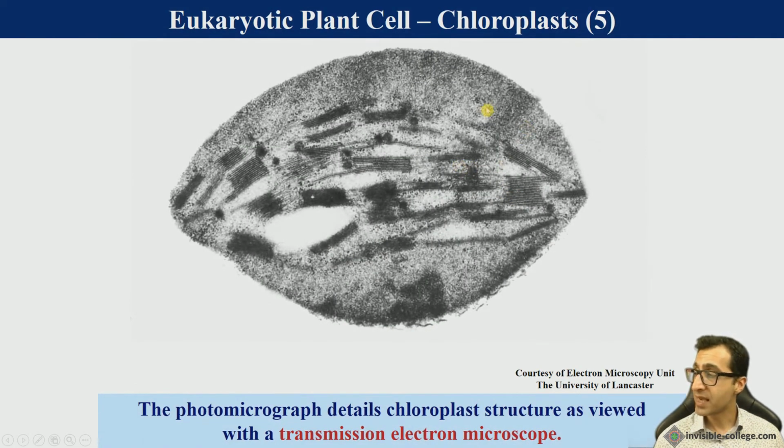So this is a photomicrograph showing the detail of the internal contents of a chloroplast, and you can clearly see the grana with their stacked thylakoids and their lamellae. You can also see the starch grains as well, and you can also see the tiny little ribosomes which are dotted around within the stroma.